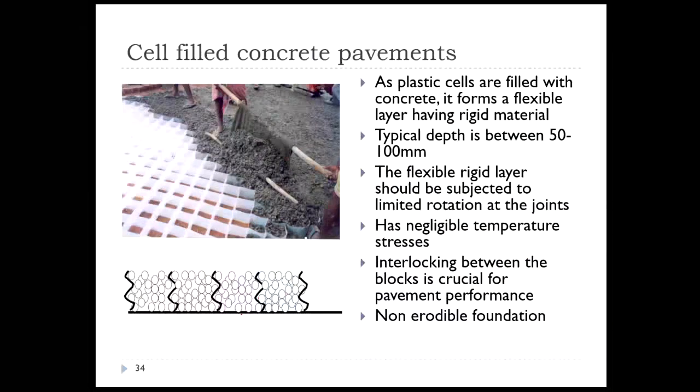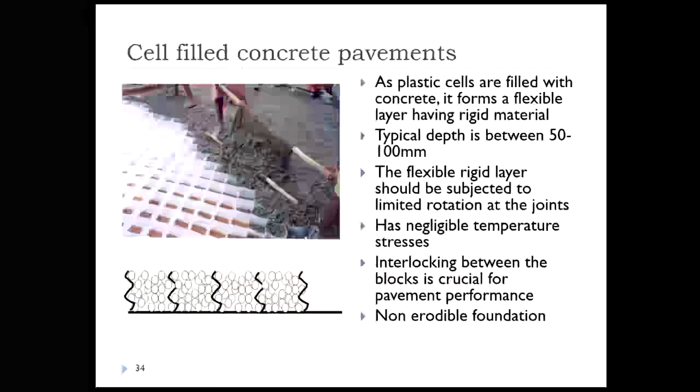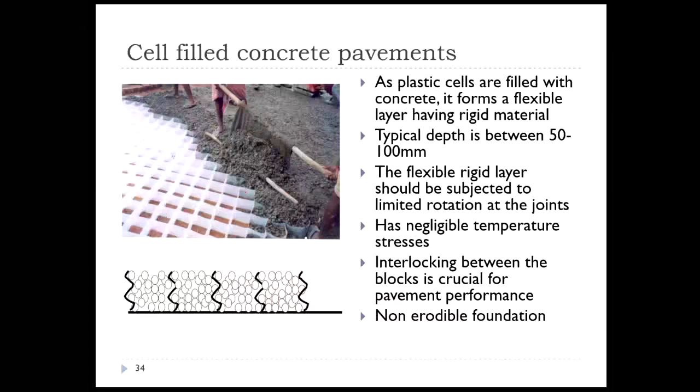Yes, I have a schematic diagram here. Once you pour concrete and start compacting this, the plastic cells tend to bend at these interfaces. Once the concrete hardens, you have interlocking which is mobilized between these two. That is what I have written here: as plastic cells are filled with concrete, it forms a flexible layer having a rigid material.